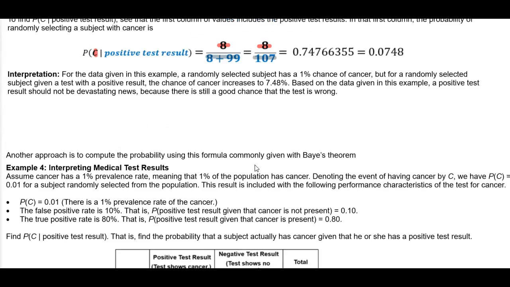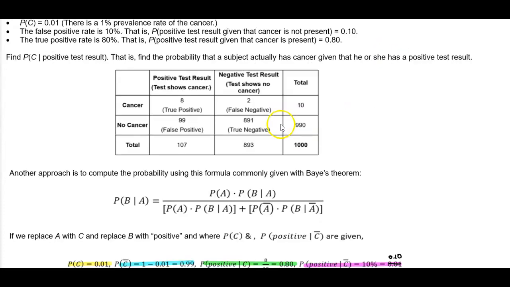Okay, so now if we multiply that all out, then we get the following. We get the same result as in our previous example, which gave us 0.0748, which is 7.48%.